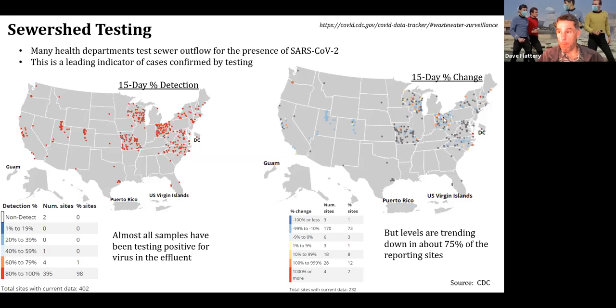But you can see that most of the dots are actually gray, which is no data reported. But of the dots that are colored, most of them are blue. And you can see on the tally that the single largest category is the greater than 10% decrease. And that's consistent with what we see with the graphs of cases, but this actually is a leading indicator of that. So in about 75% of the reporting sites, it's trending down.